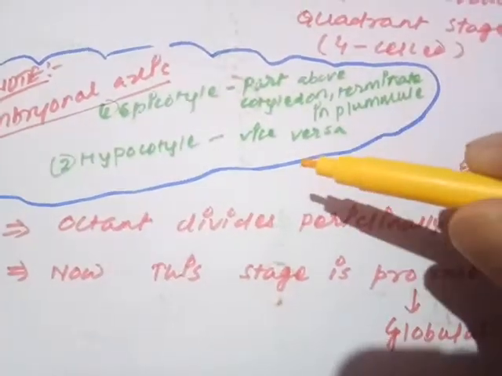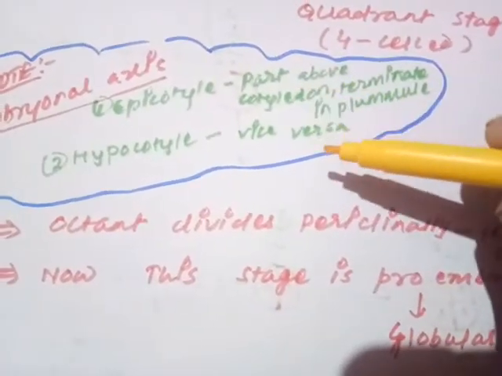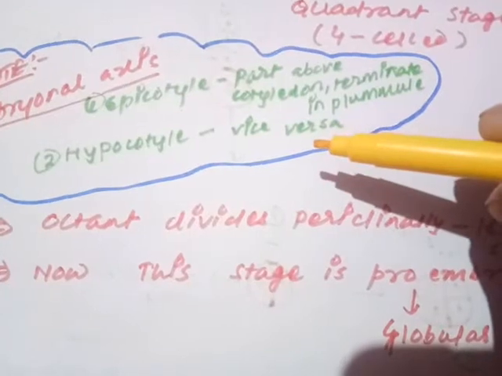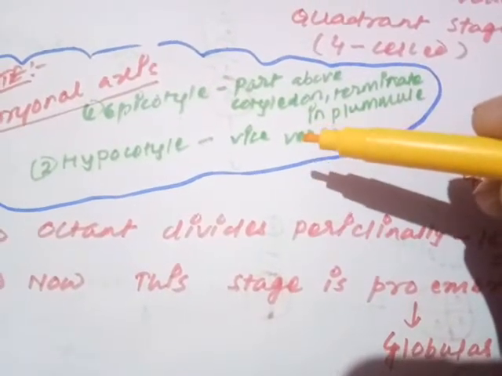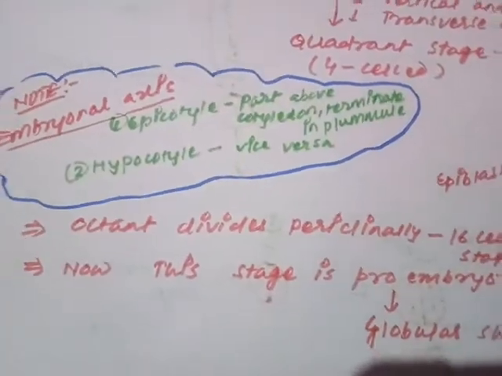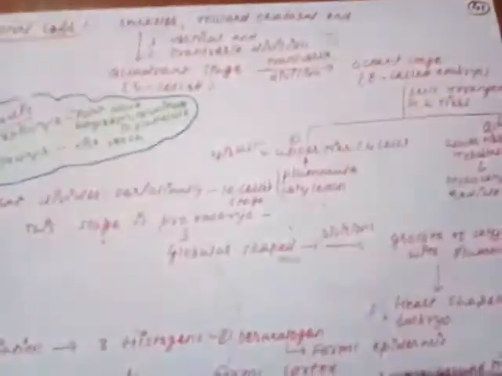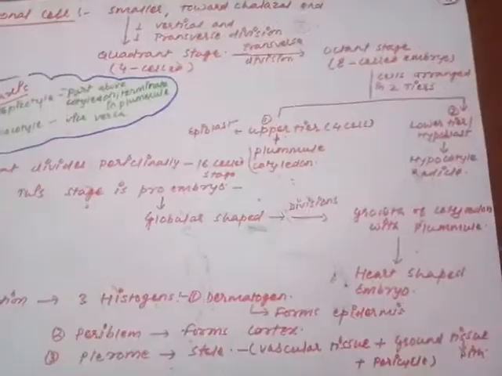Vice versa means this is the part below the cotyledon. Hypo means below, cotyle means cotyledon. It is the part of the embryonal axis below the cotyledon, and which terminates in the radicle, not in the plumule. So now this is clear to you all, what is happening there in the embryonic development.